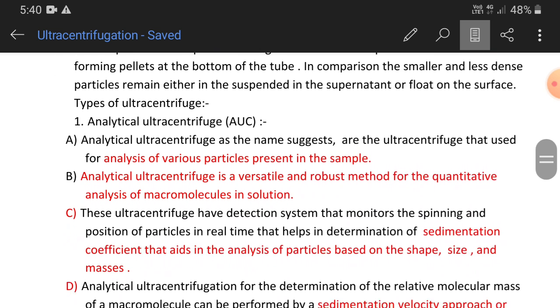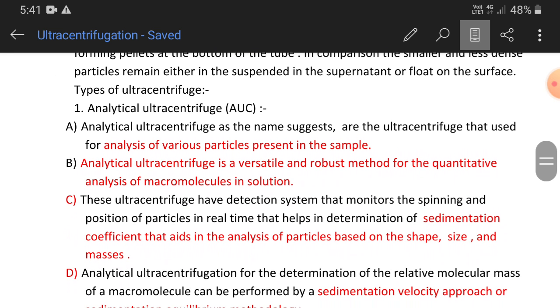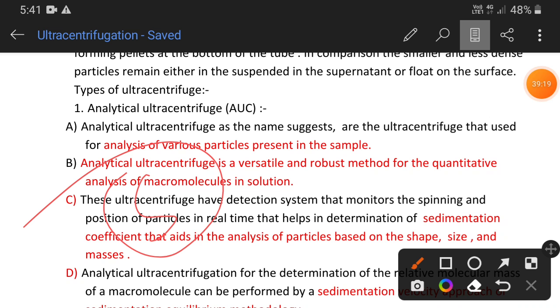So ultracentrifugation can be divided into two types, that is analytical ultracentrifugation, another one is preparative ultracentrifugation. In analytical ultracentrifugation, we have a detector system that detects the position of the particle and the spinning live or in real time, that means when the centrifugation is going on, that ultimately helps us to detect the sedimentation coefficient, and sedimentation coefficient in turn helps us to find out various physical properties of the molecule.